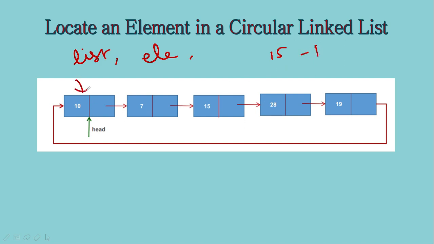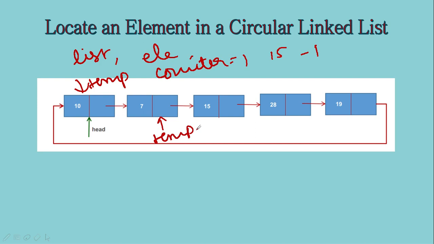So let us initialize a temporary pointer to the first node and have a counter integer and let it be equal to 1. Now while the element we are searching is not present in the node pointed by temp, we have to move temp to the next node and increment the counter, right? This is the idea we are going to use.